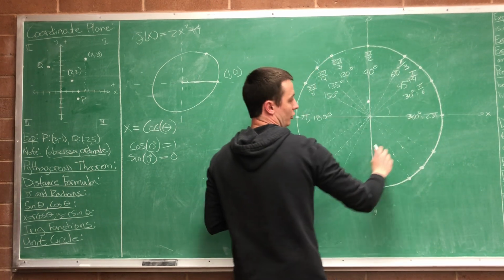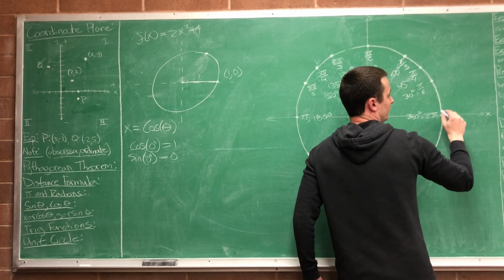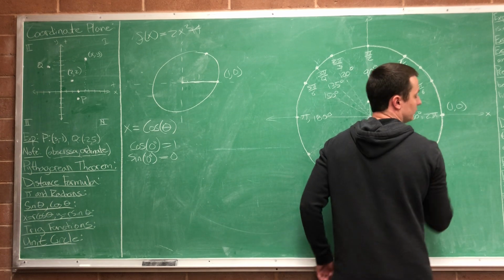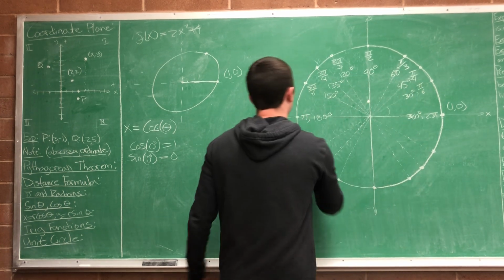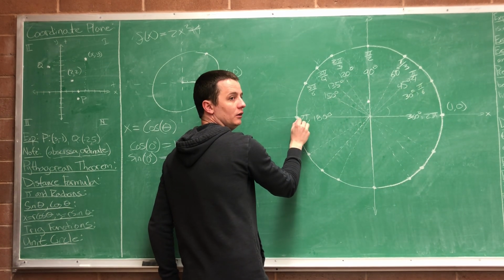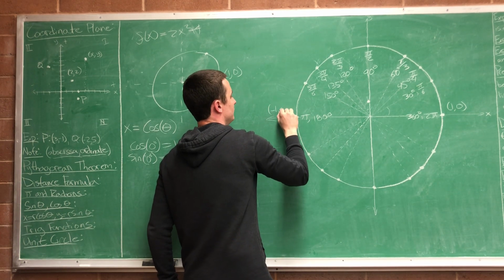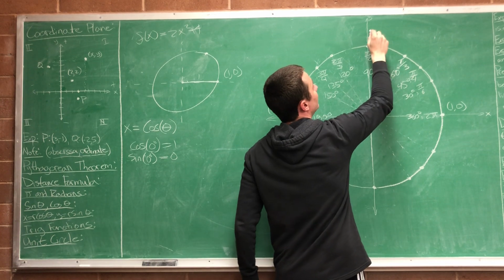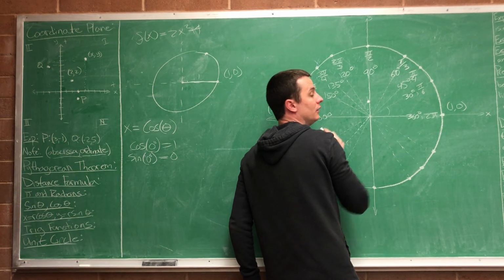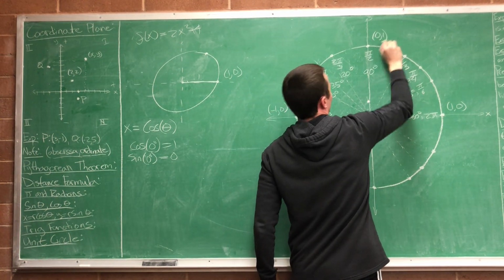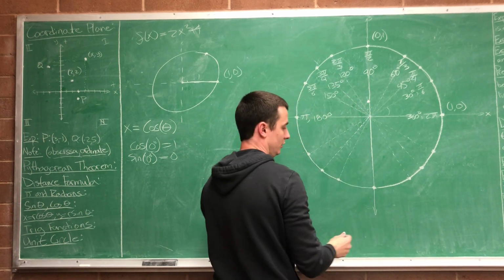So this right here is a unit circle. It has radius 1. So the coordinates of this point are 1 comma 0, right? What are the coordinates of this point? Perfect. Negative 1, 0. What are the coordinates of this point? 0, 1. And what are the coordinates of this point? 0, negative 1. Perfect.